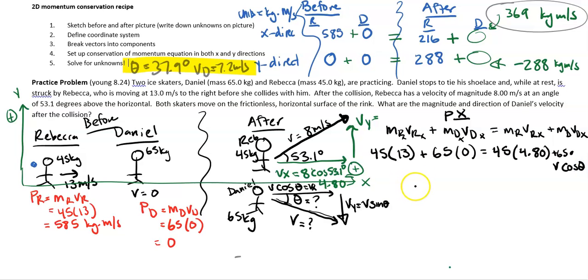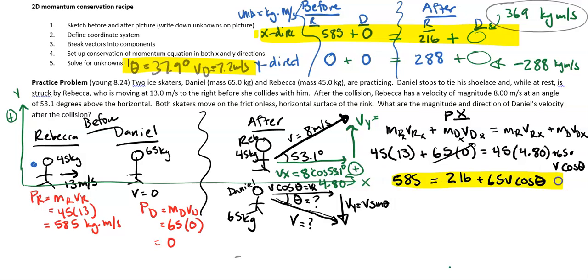Awesome. Let's simplify that a little bit to neaten it up. So this is 585. This whole term is going to be 0 equals, let's see, her x momentum, if you multiply 45 times 4.80 is around 216, which you'll notice is similar to what we did above, plus 65v cosine of theta. And keep in mind, I'm going to highlight in yellow, this statement right here is essentially the same thing as this statement.